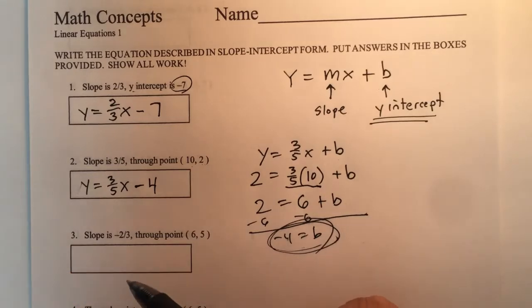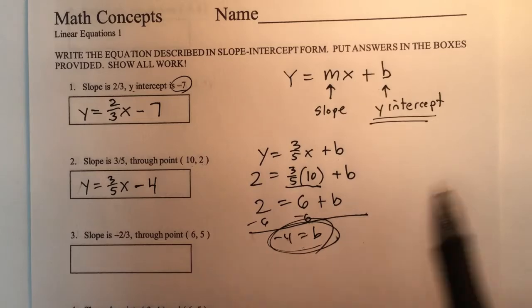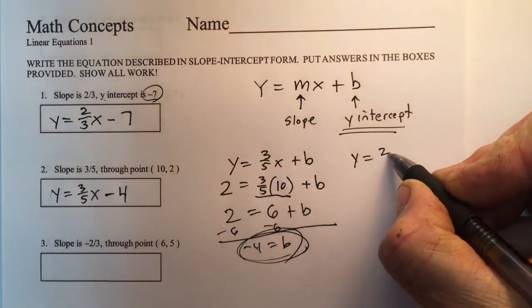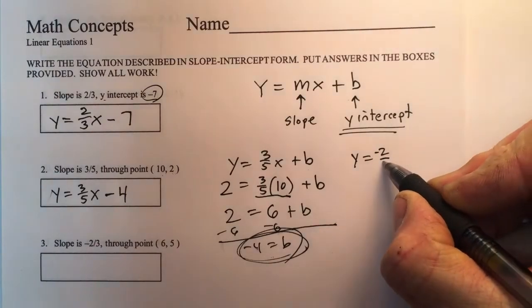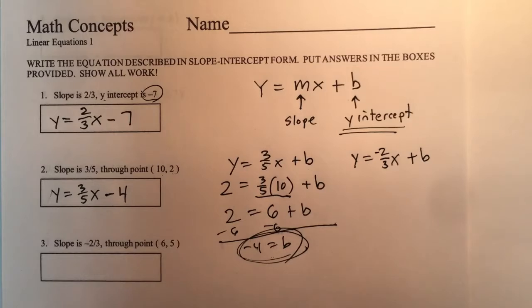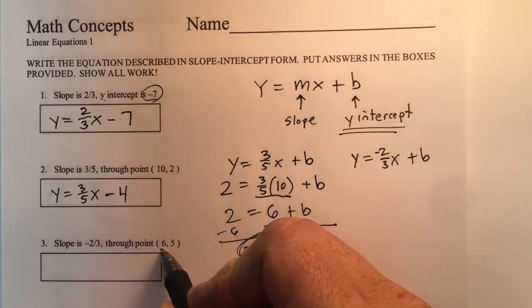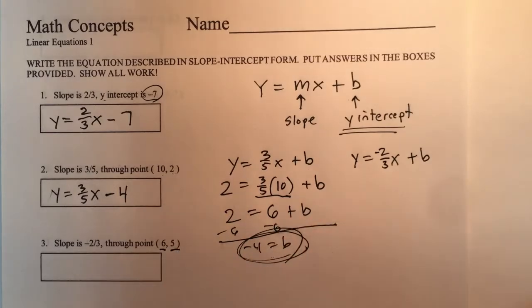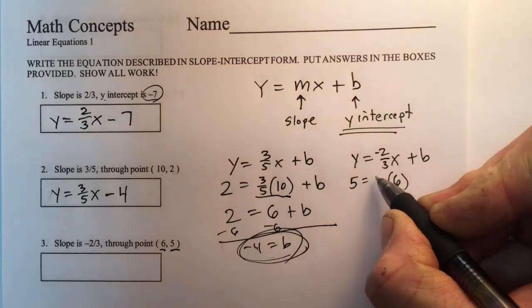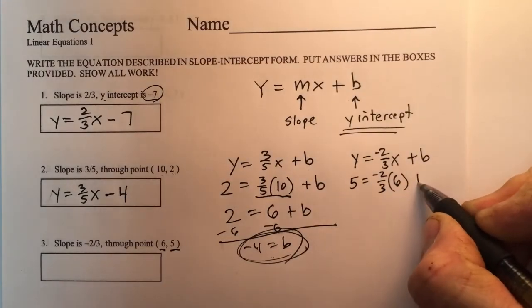Okay, here's another one like it right here. The slope is -2/3, and it goes to this point 6, 5. I'm going to do it right here. So I know it's y equals -2/3 x, but the y-intercept I don't know again. So I'm going to take this point. 6 is my x, 5 is my y. I'm going to put 6 right here for x, and I'm going to put 5 over here for y. And so it looks like this.